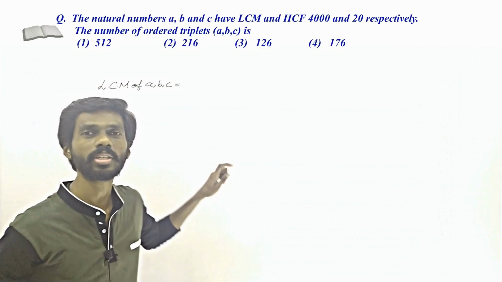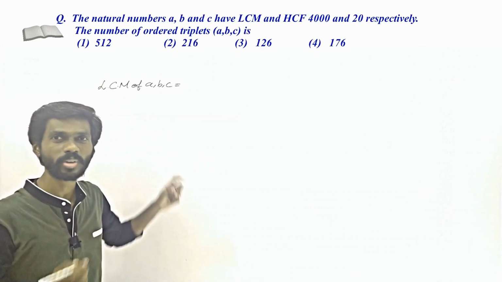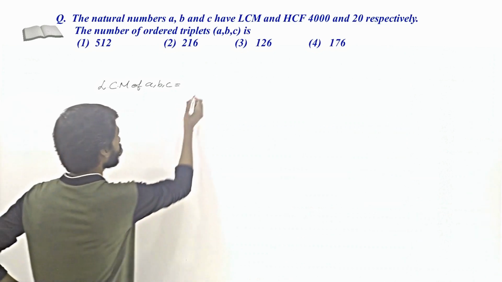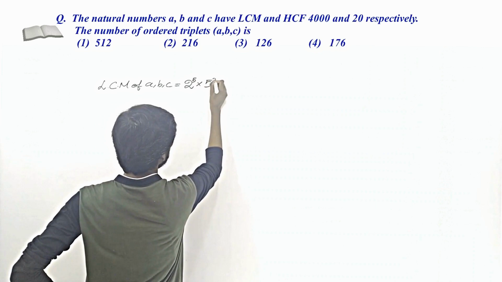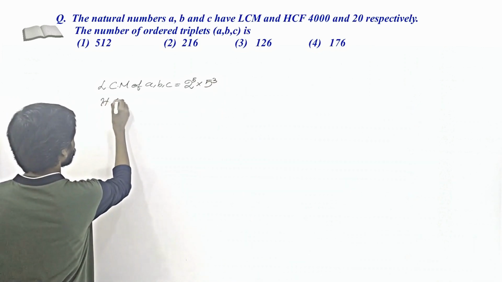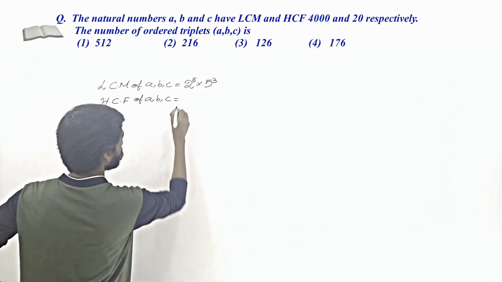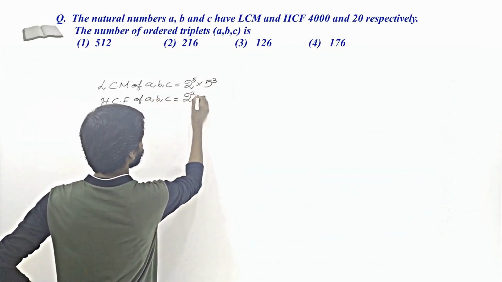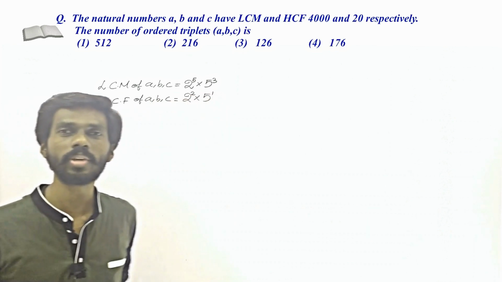I will write these values in terms of the prime factors, because we are dealing with LCM and HCF. It's important that you get everything in terms of the prime factors. So the 4000 can be written as 2 to the power 5 multiplied by 5 to the power 3. Similarly, the highest common factor, the HCF of A, B, C, is given to be 20, which can be written as 2 squared multiplied by 5, or 5 to the power 1. Alright, so these two are given in the question.